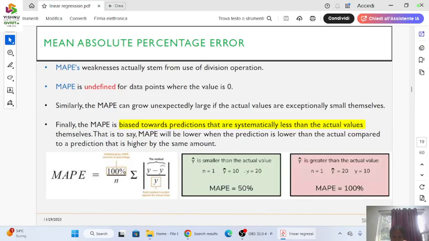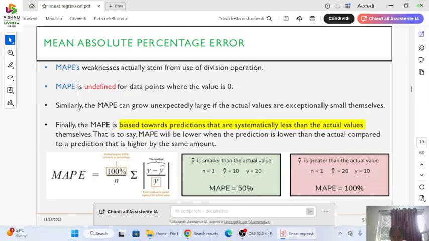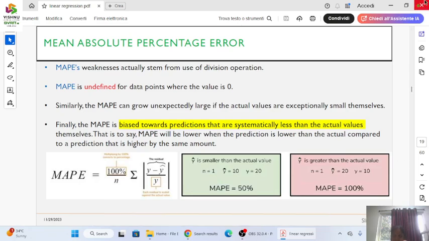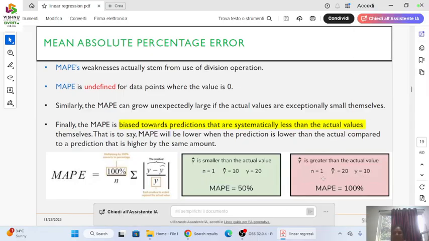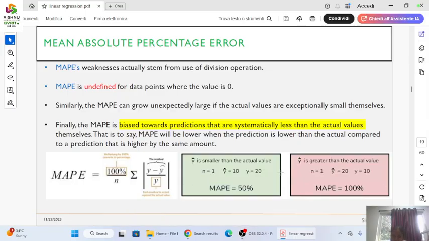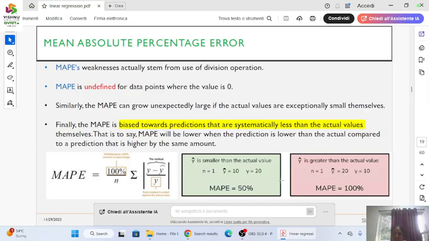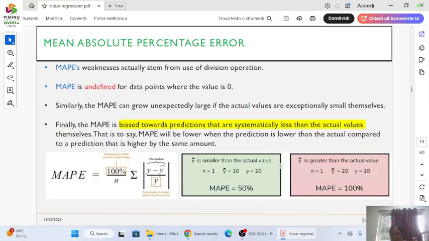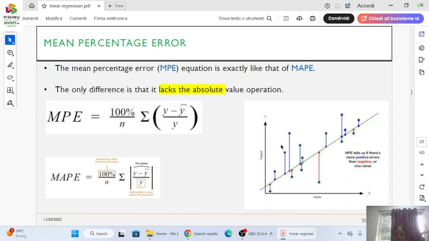With n equals 1, y is 10, and y bar is 20, now you get that MAPE is 50%. If you increase it, that means y bar is 20 and y is 10, and now you are getting 100%, right? You can see the data here. If the error is less, you get the full outcome. Like that, the percentage is continuing the same.